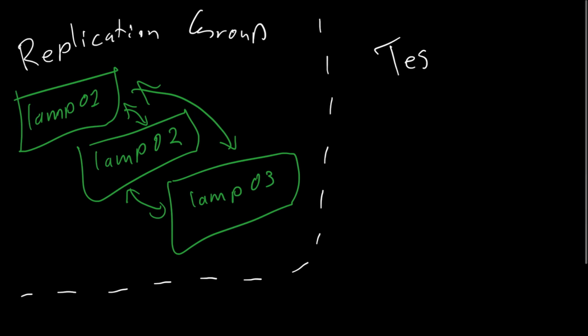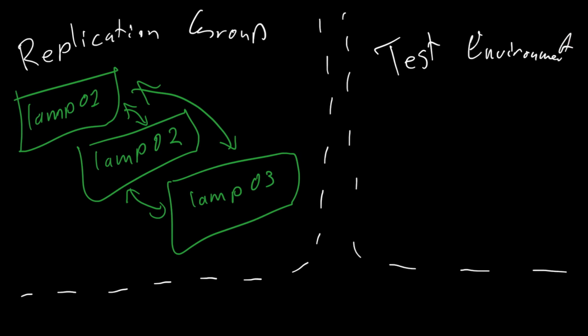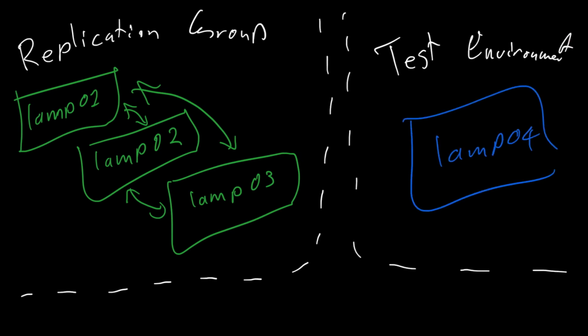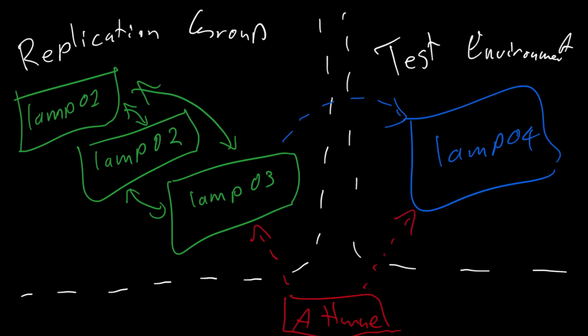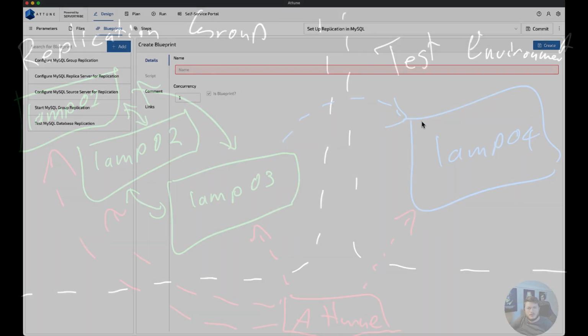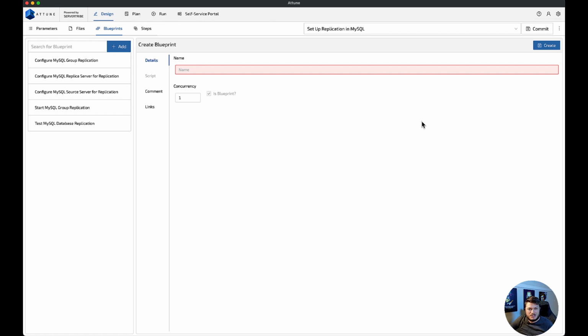Following that, I built a test environment which was just a LAMP server deployed by itself. It's not part of the group replication. Attune was then configured to connect to all 4 servers, perform the configuration, and schedule the backups and deploy the dataset restore onto the test environment. So I'll now jump across and show you that demonstration. I'm performing this demonstration using Server Tribes Attune version 5.1.